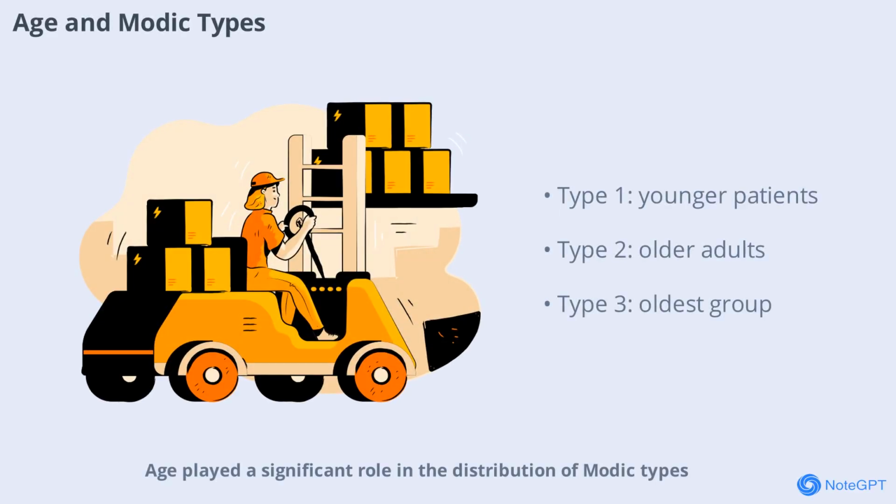Age played a significant role in the distribution of Modic types. Patients with type 1 changes were younger, averaging about 47 years, while those with type 2 and type 3 were older, with means of 53.5 and 63.5 years respectively.